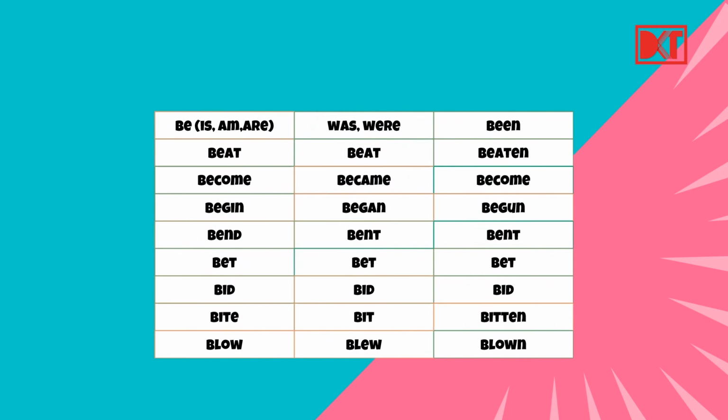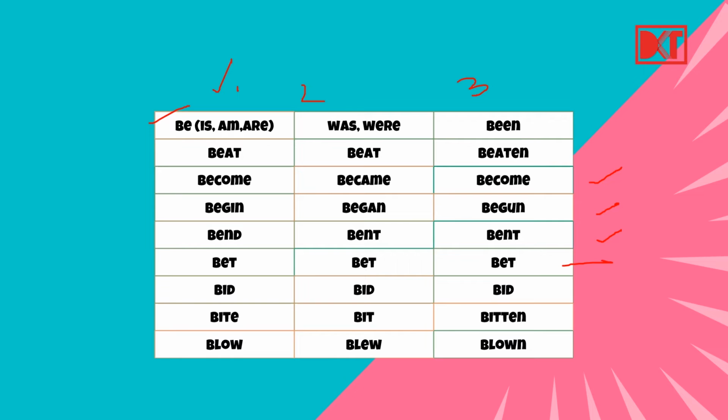Here we have V1, V2 and V3. For the verb to be, the second form, the past simple, is was or were, and for perfect is been. Then beat, beat, beaten. Become, became, become. Begin, began, begun. Bend, bent, bent. Bet, bet, bet.